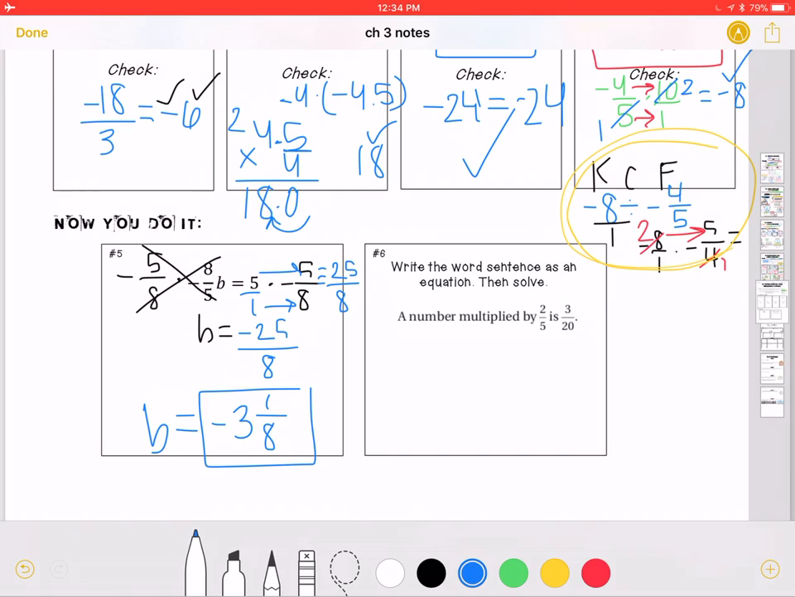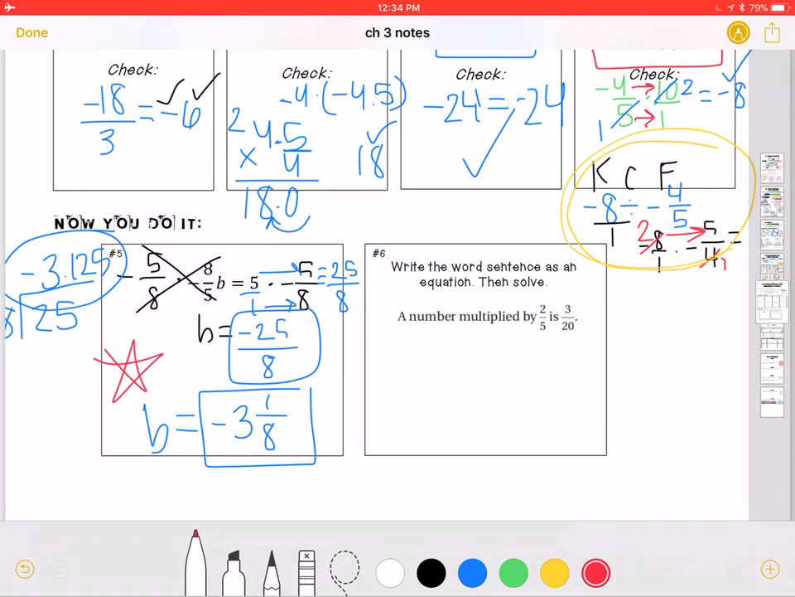You also could have changed this to a decimal because you could just do your long division. If you really wanted to, you could divide 25 by 8. If you changed it and got a decimal, you should have gotten 3.125. Still negative. So either of those solutions are correct. Give yourself a nice star if you got that. Again, you could plug it in and check your solution and make sure you're correct. But let's jump over to number 6.